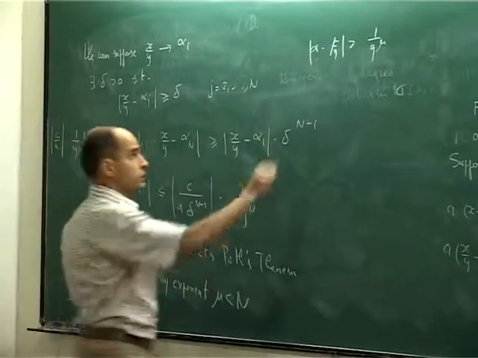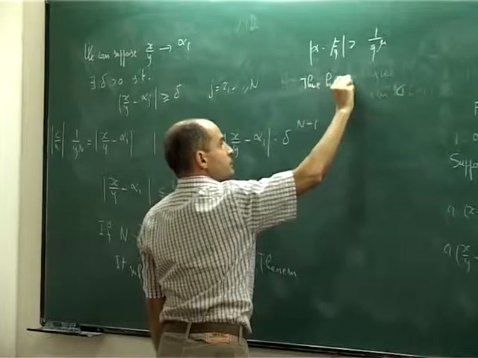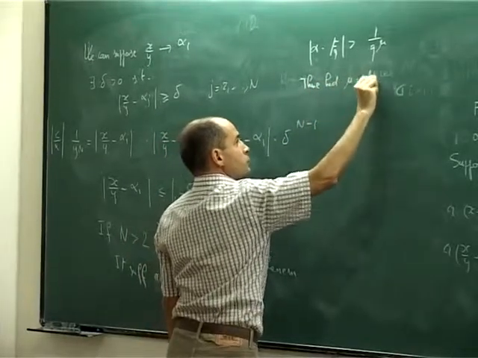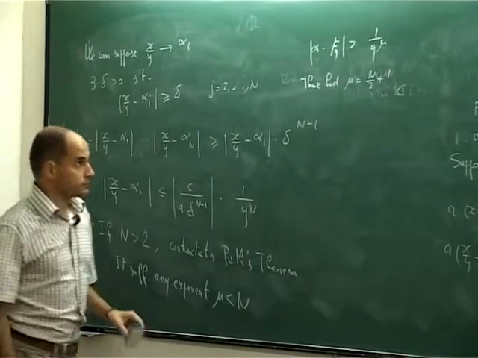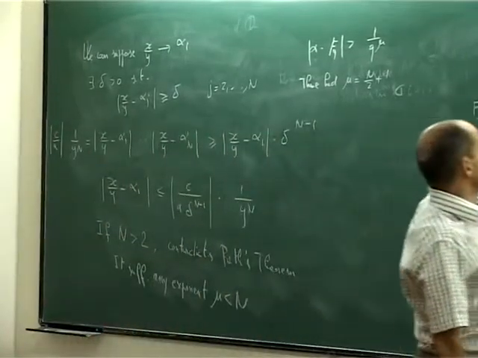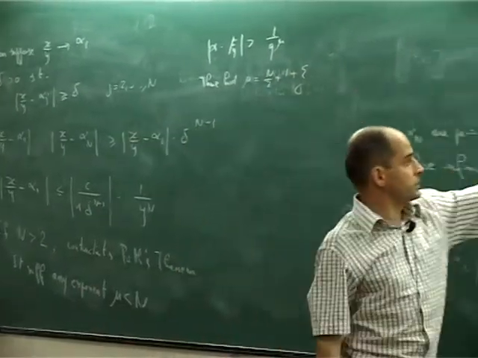And actually, Thue had mu equals n over 2 plus 1 plus epsilon, for every positive epsilon.